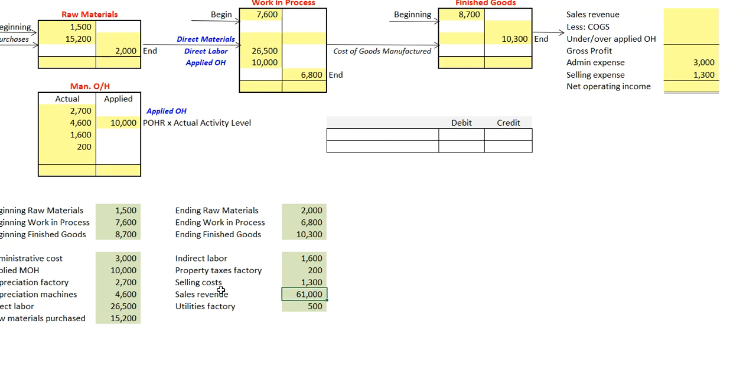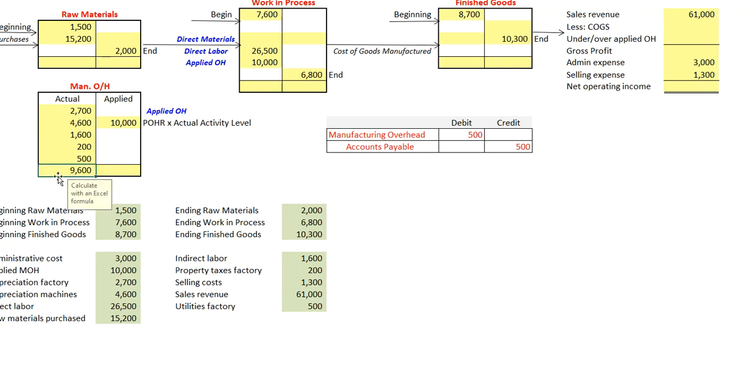Next, we have sales revenue of $61,000, and we would debit accounts receivable, credit sales revenue, and of course that shows up on our income statement as well. Finally, we have utilities on the factory, and again the key word is factory, so it's manufacturing overhead. We're going to debit manufacturing overhead, and we'll credit accounts payable or cash, and again that's an increase on the left-hand side of our T account for manufacturing overhead.